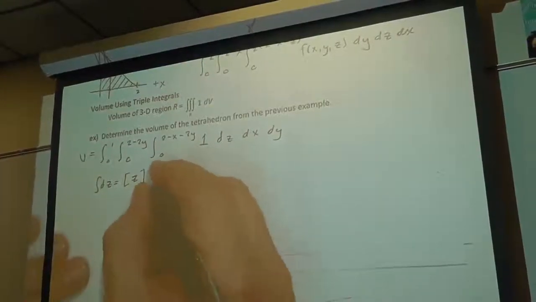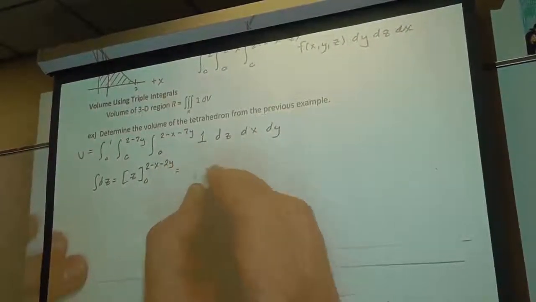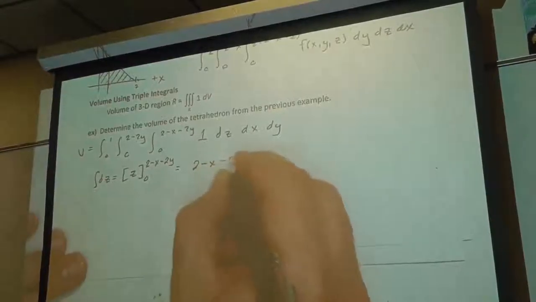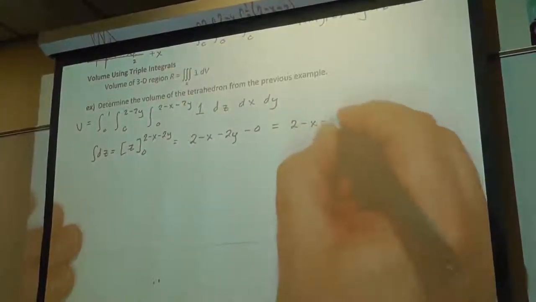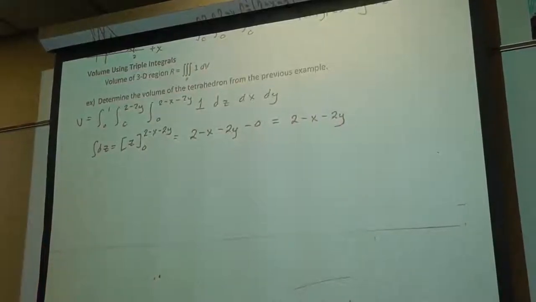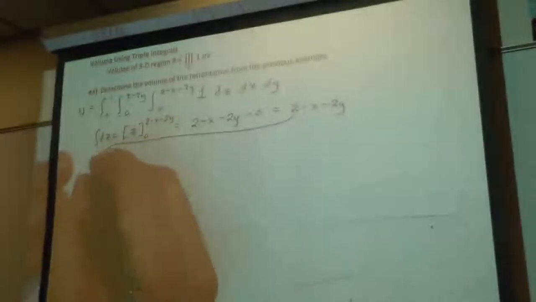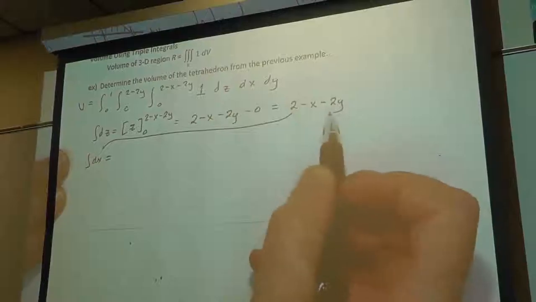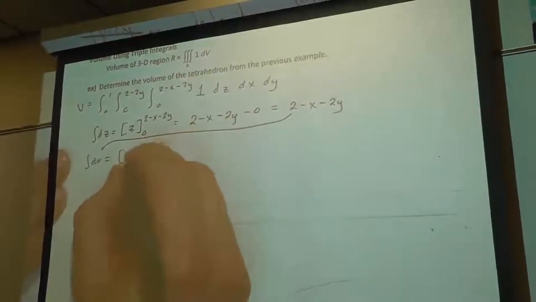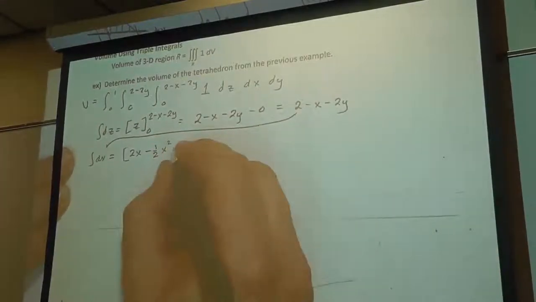So then plugging in my z limits, and I'm trying my best not to make my 2s look like z's. Bless you. Excuse me, thank you. So 2 minus x minus 2y minus 0 would technically be what I get when I'm plugging my z limits. I think I did that right. And then I want to integrate this with respect to x next. So I didn't really give myself too much room. If I integrate this with respect to x, the other two terms are constants, so keep in mind, that's going to be a 2x minus half x squared, minus 2xy.